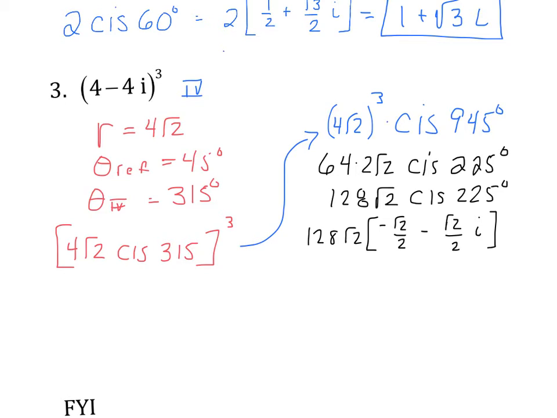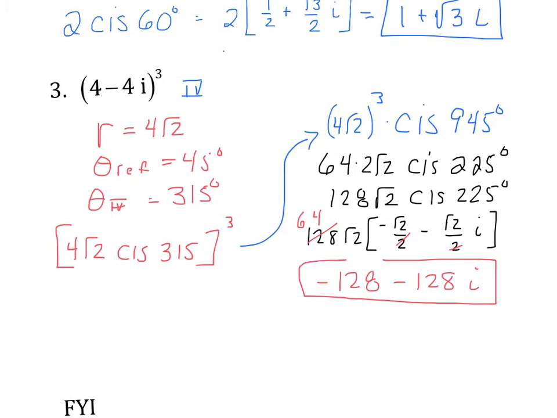So let's see, 128 and the 2 will cancel out and give you 64. It'll cancel on both of those. And then your root 2 times your root 2 gives you 2. So I'm going to be multiplying 64 times 2 anyway. So I get negative 128 minus 128i. And that is 4 minus 4i to the third power.